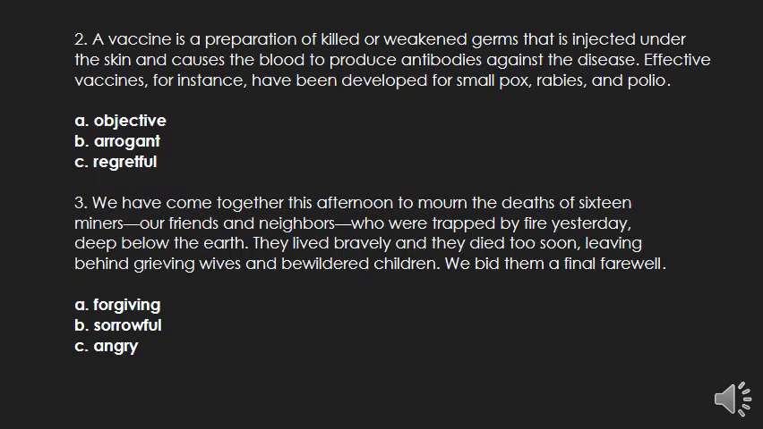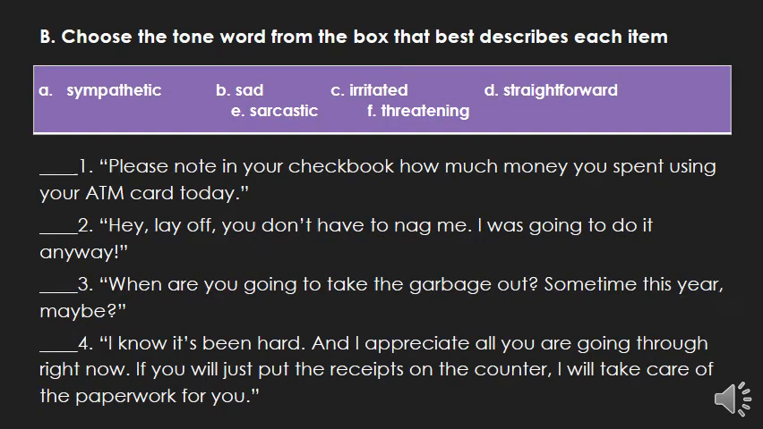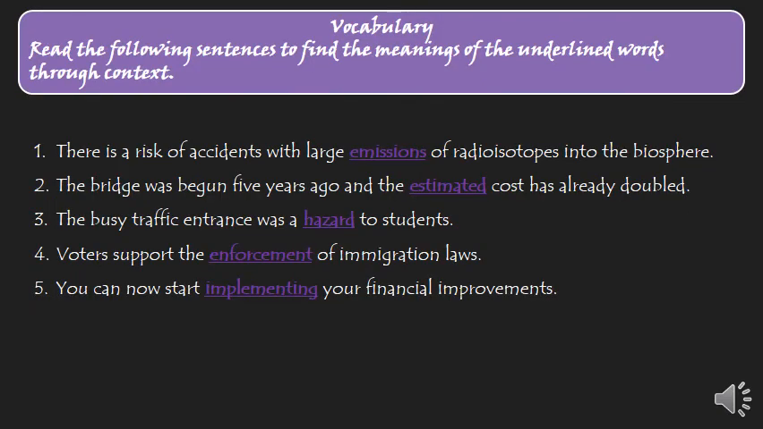Here, forgiving, no, because they're not trying to apologize to someone. Sorrowful and angry. The author doesn't seem angry. He seems sorrowful. He seems sad. He seems upset. He feels sorry for what happened. So the tone here is sorrowful. In this way, we can discover, as I said, the author's tone. So here's also another exercise.